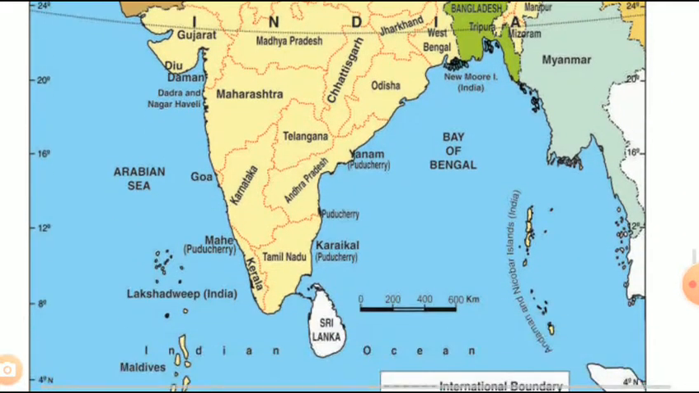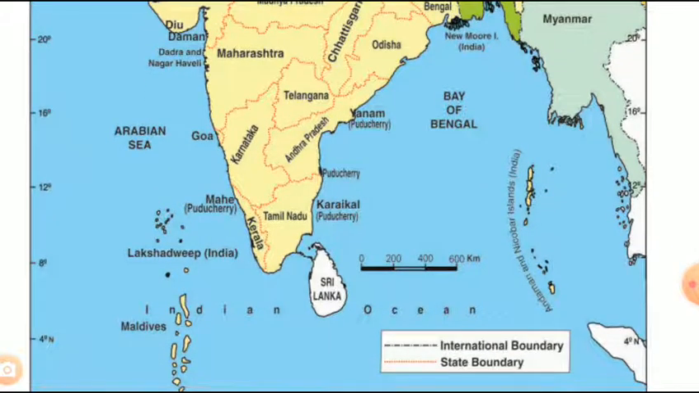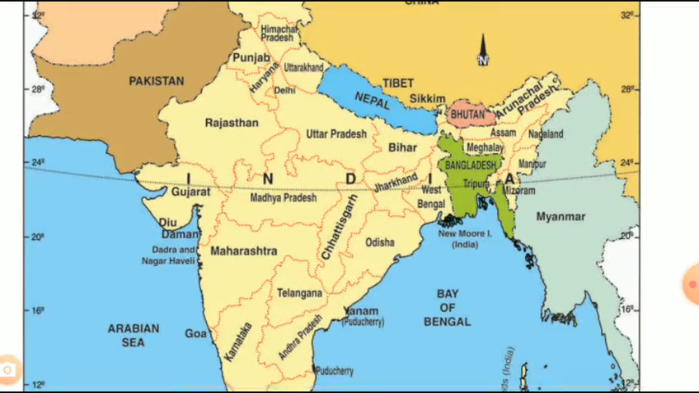We are having in the south Sri Lanka that is connected by a sea route or via waterways. So here we can see that it is connected by a black line, that is, it's an international boundary. Whereas in India, different states are marked with orange color. So orange color shows different types of states in a particular country. So it is a state boundary, whereas the black color represents international boundary.